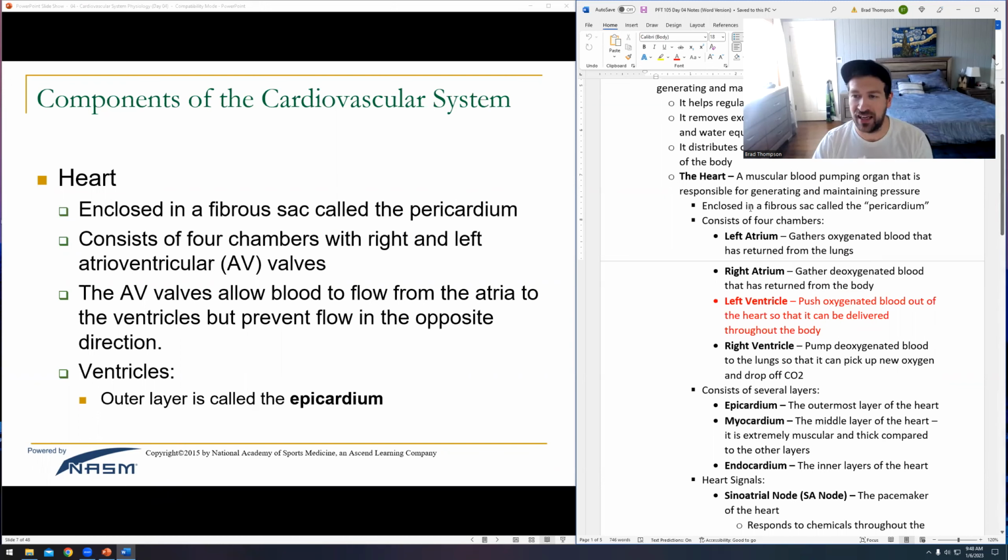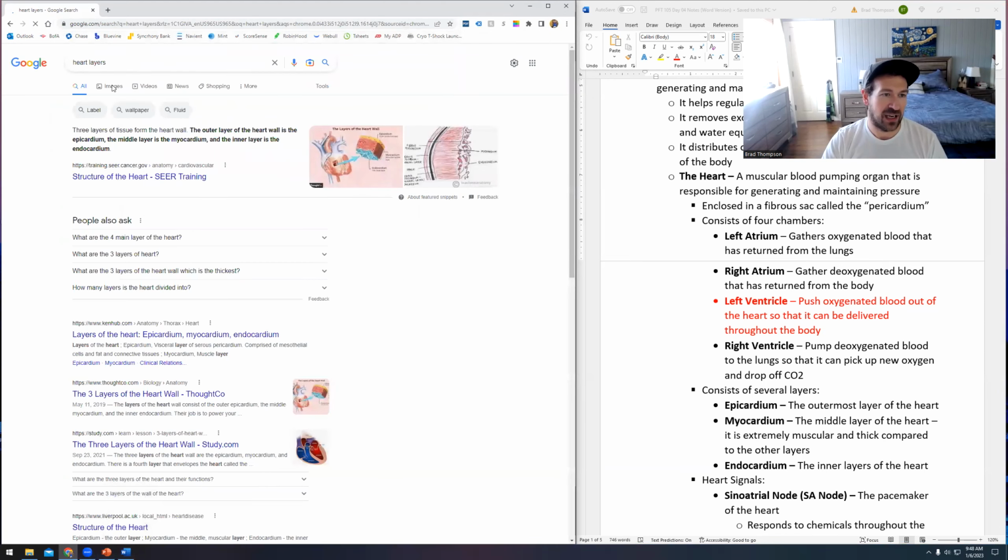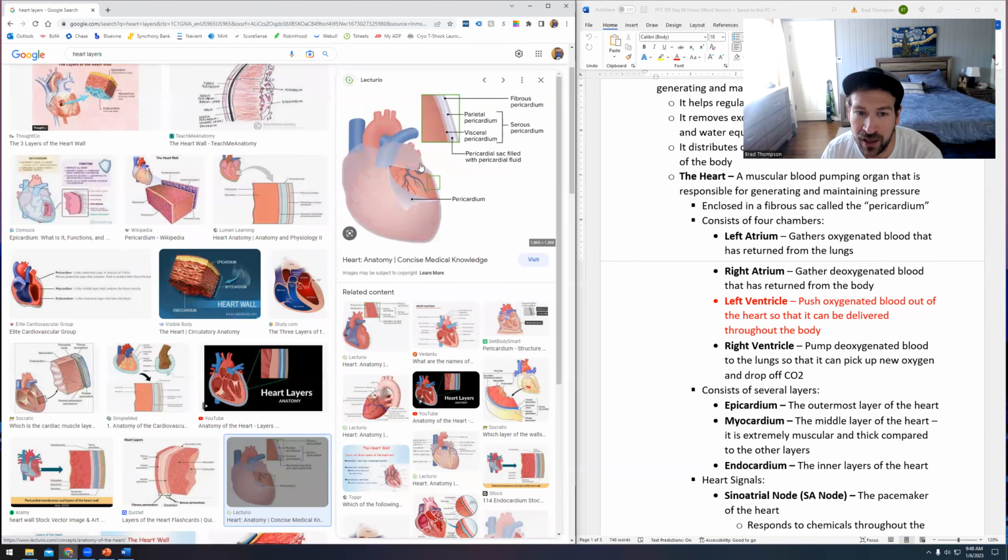Your heart, like I said, is this really large pump, and it's made up of several different layers. If you actually look at your different heart layers here, it's kind of like an onion. You'll see some really interesting stuff. First, on the outside, you'll see what's called your pericardium.